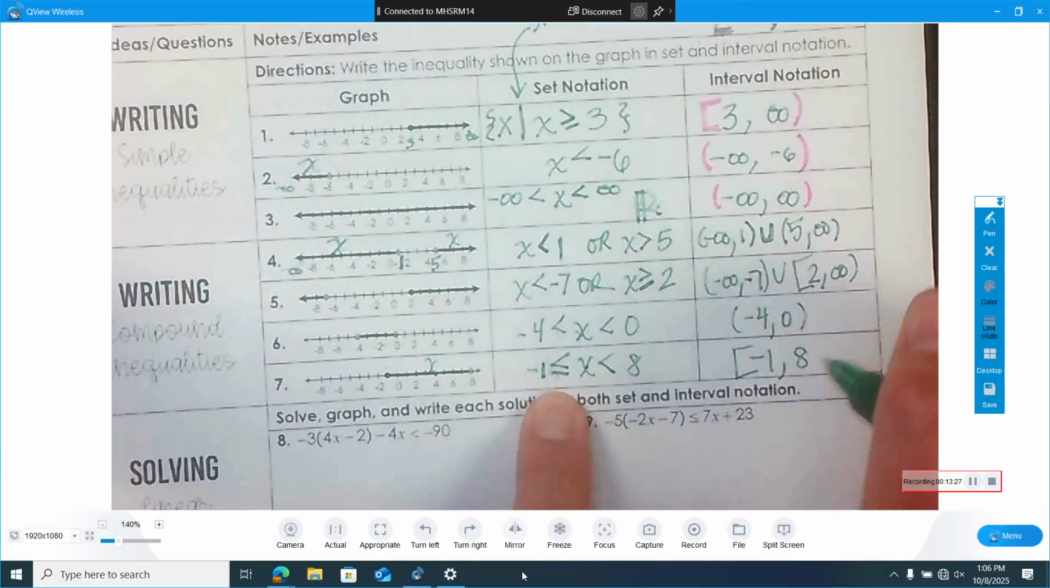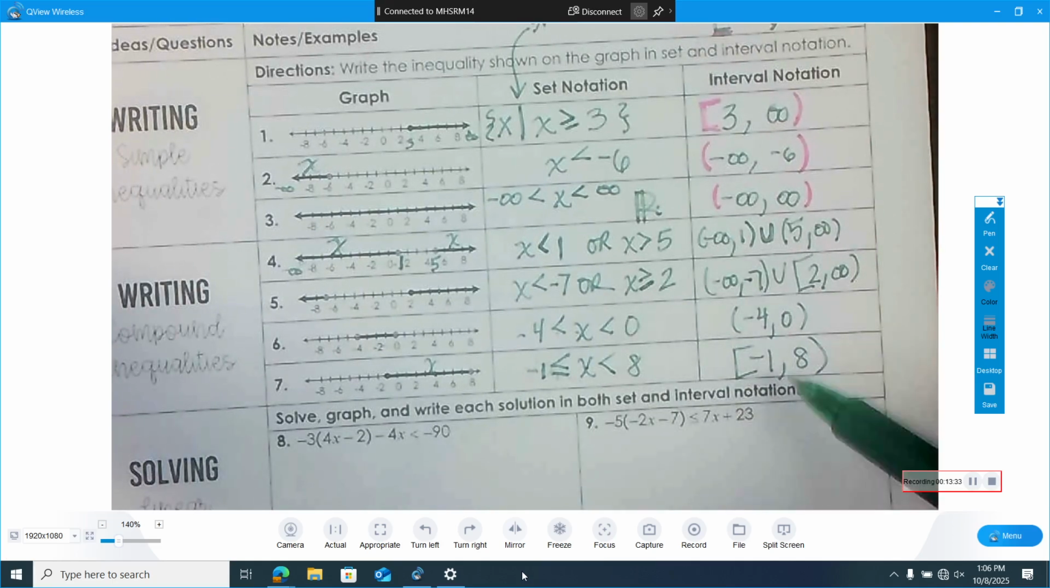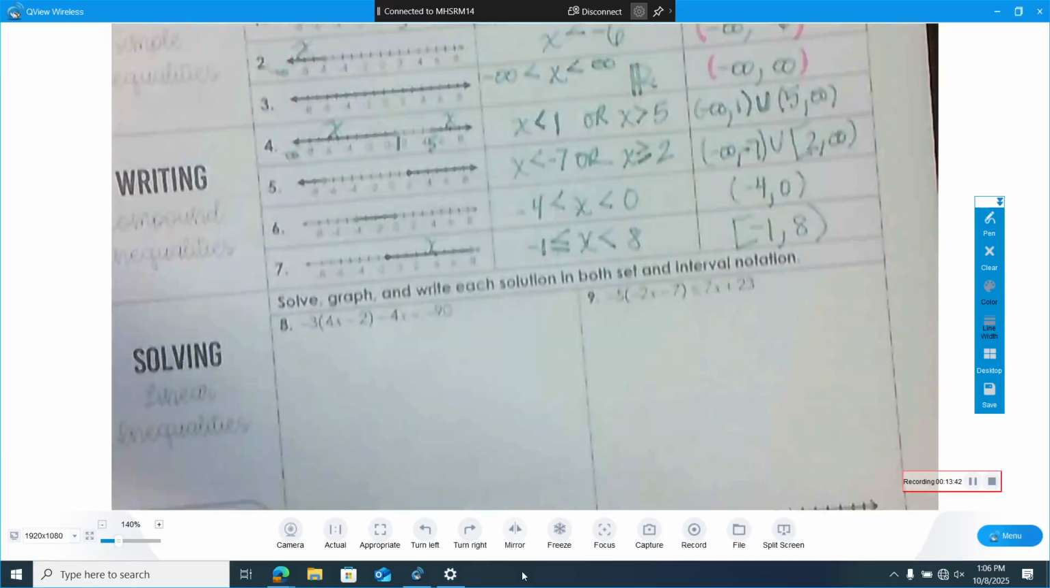We're going to use a bracket and a parenthesis. Yeah, good. Awesome. All right, so this is inequality and interval notation. And we are going to use interval notation a lot, okay? So now we're going to put all that together by solving and graphing.